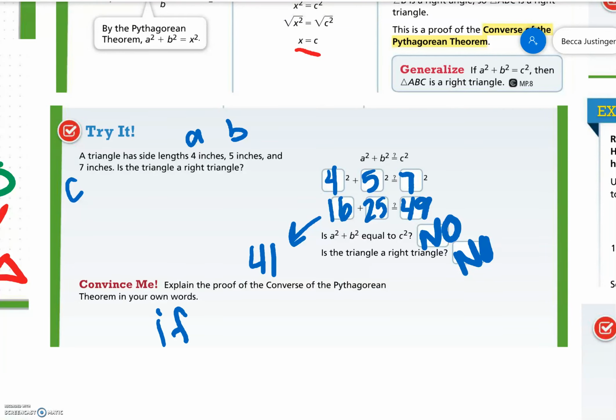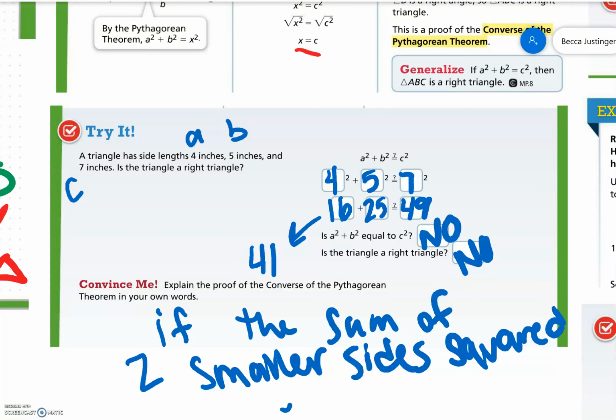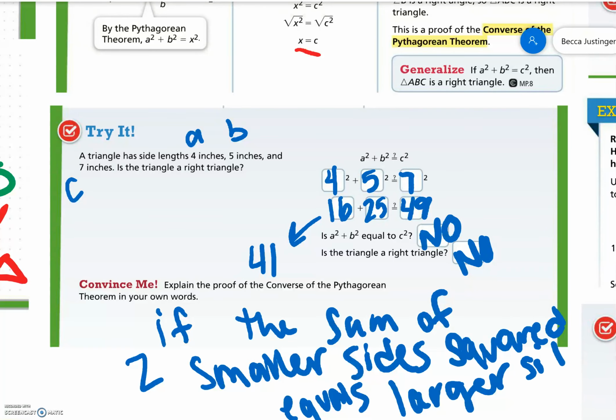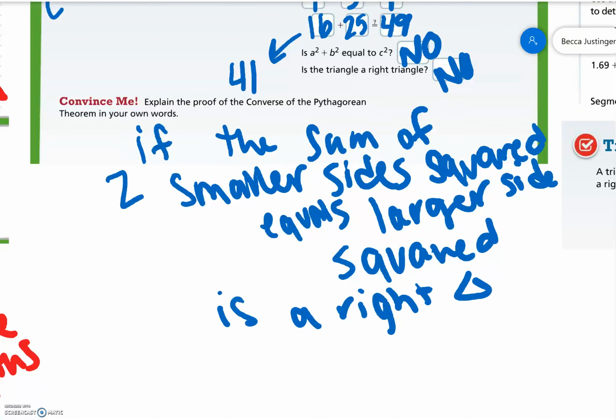So, if the sum of the two smaller sides squared equals the larger side squared, it is a right triangle. So it's a way to check.